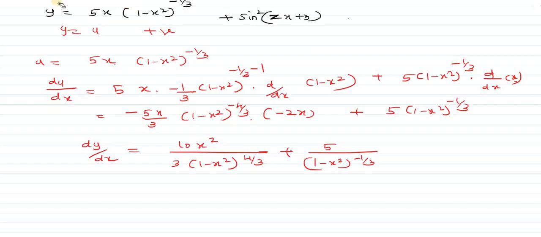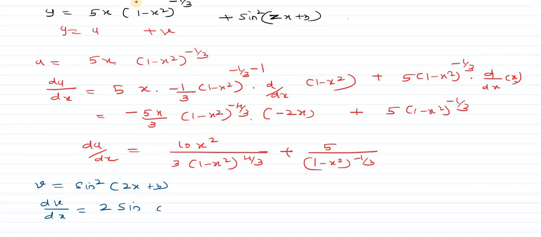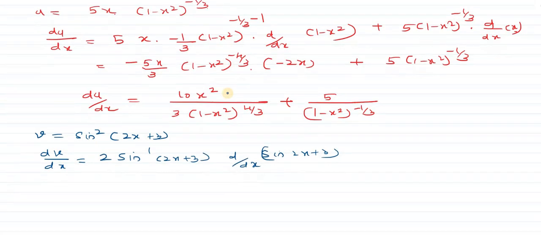This one is du by dx. I will write v in blue color. So v is what? Sine square (2x plus 3). dv by dx is what? First power, so 2 sine of (2x plus 3), sine power 1 I should write, but I will write sine, and differentiation of what? Sine (2x plus 3). Correct? 2 sine (2x plus 3). Differentiation of sine (2x plus 3) is what?